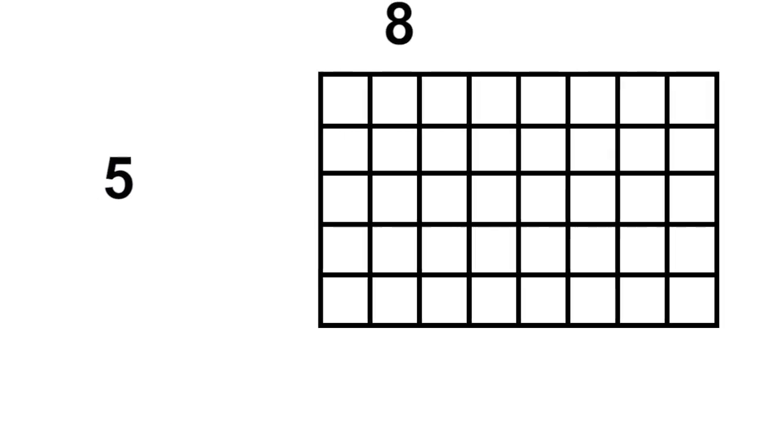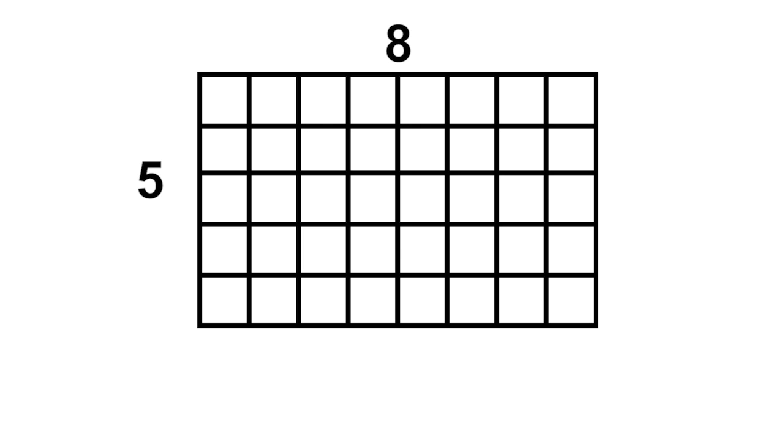Let's look at this array of 5 rows and 8 columns. In previous lessons, we learned that arrays can be divided in multiple ways. However, some ways are more efficient than others. One efficient method is to split an array in half, making 2 identical smaller arrays. This method can be done quickly because halving and doubling are familiar strategies for students.